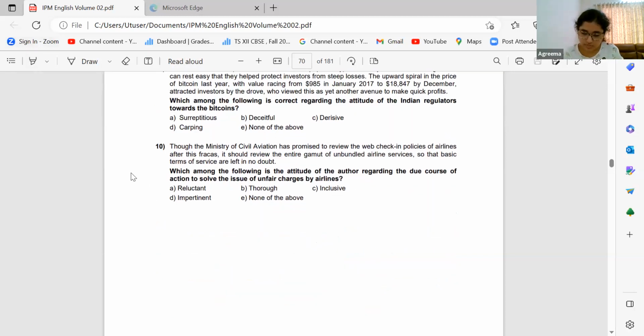Yeah, I find it should be thorough, because they promise to review all the web check-in and everything. So it's not just stating that. They should also review unbundled airline services. That is the exception. Promise to review after this phase.